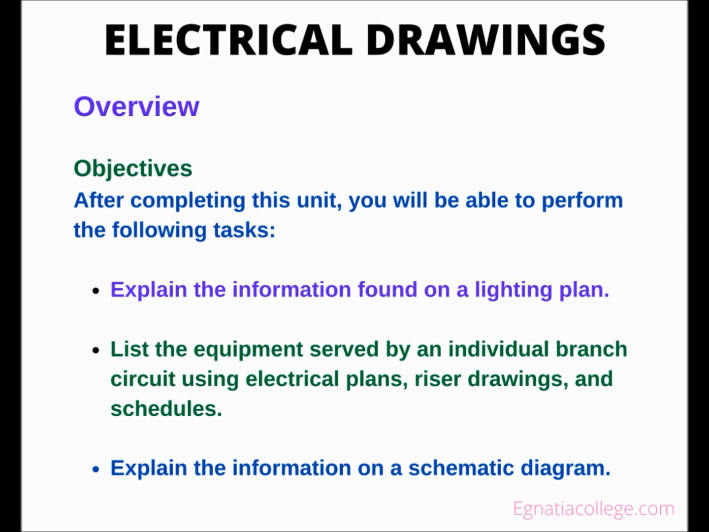Electrical drawings. After completing this unit, you will be able to perform the following tasks. Explain the information found on a lighting plan. List the equipment served by an individual branch circuit using electrical plans, riser drawings, and schedules. Explain the information on a schematic diagram.